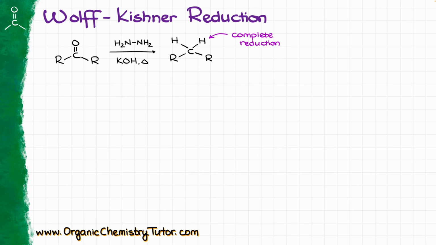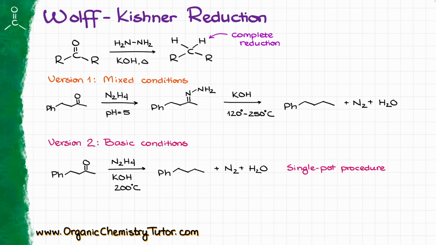However, unlike the reaction with complex hydrides or hydrogen, we are not going to be making an alcohol here, but rather we are going to reduce our carbonyl all the way completely to a corresponding methylene group, to a CH2, corresponding alkane. There are two ways how we are going to perform this reaction. Version 1 is what I like to call mixed conditions, where we first are going to make the C=N double bond, which normally we would call an imine.